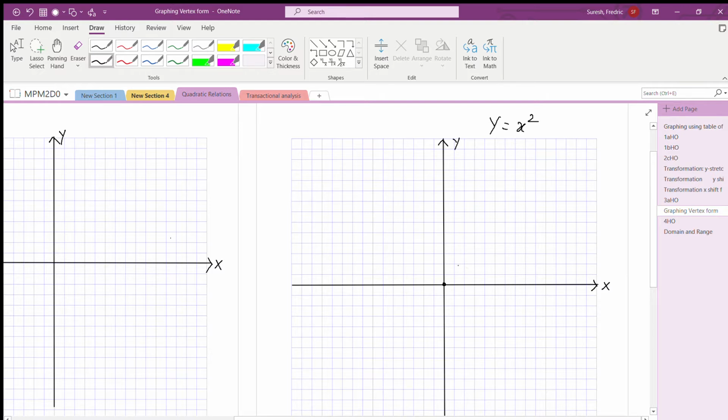We have (0, 0), (1, 1), (2, 4), and (3, 9), 5, 6, 7, 8, 9. Okay, let me count that to make sure it's right. 4, 5, 6, 7, 8, 9. Okay, and then reflecting it on the other side, we get the full base graph like this.